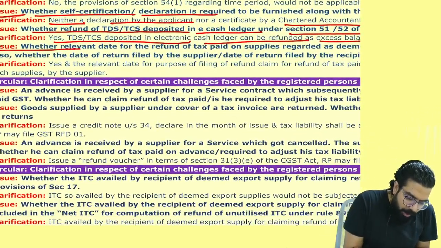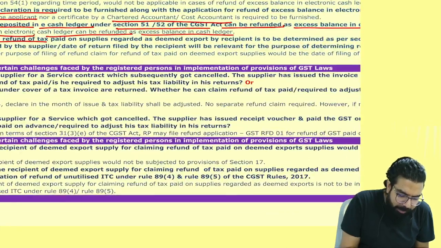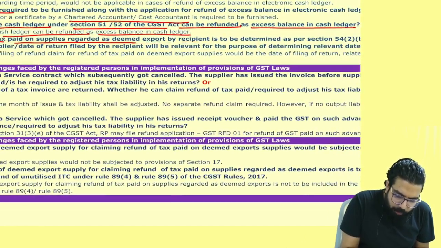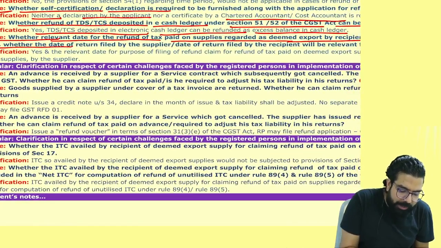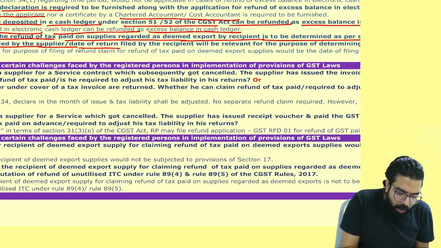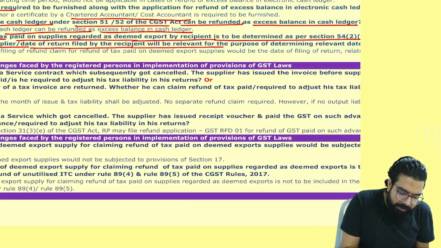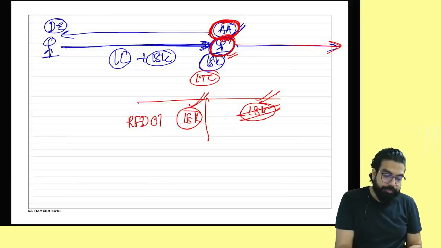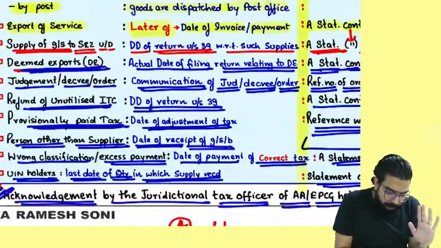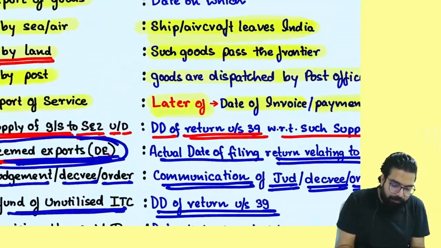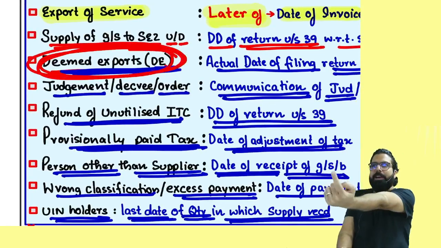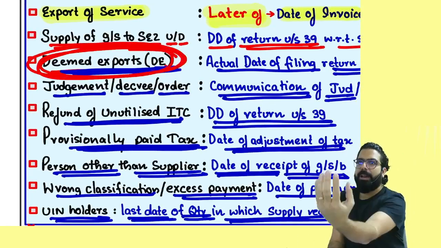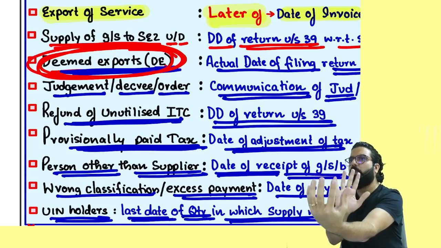Next. Whether relevant date for refund of tax paid on supplies regarded as deemed export by the recipient is to be determined as per section number 54, and if so, whether the date of return filed by the supplier or the date of return filed by recipient will be relevant. People, I'll tell you what they are telling. Tell me one thing. When you are a supplier of deemed export, I supply to an advance authorization holder. Everyone, if I supply to an advance authorization holder, I am a supplier of deemed export supply.